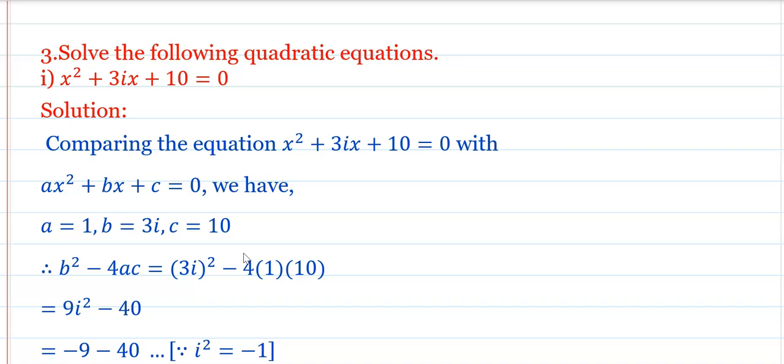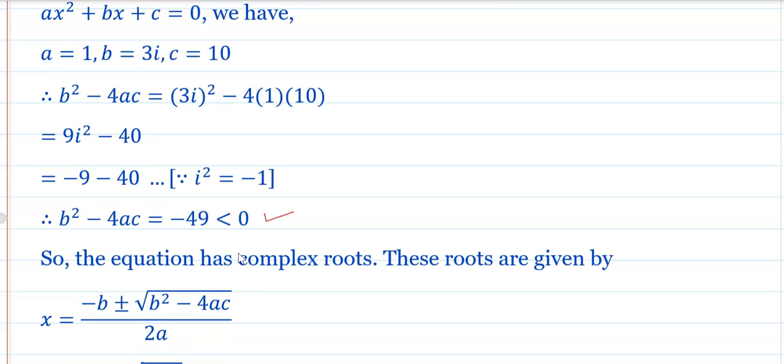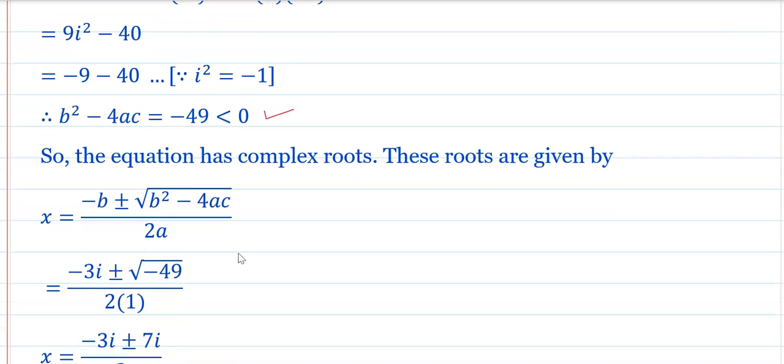Now the next question. Solve the following quadratic equation. X square plus 3ix plus 10 is equal to 0. Again comparing with ax square plus bx plus c is equal to 0. A is 1, b is 3i, c is 10, b square minus 4ac. 3i square means 9i square. 4 into 1 into 10 is 40. I square means minus 1. Minus 1 into 9 is minus 9, minus 40, minus 49, which is negative. So the equation has complex roots.